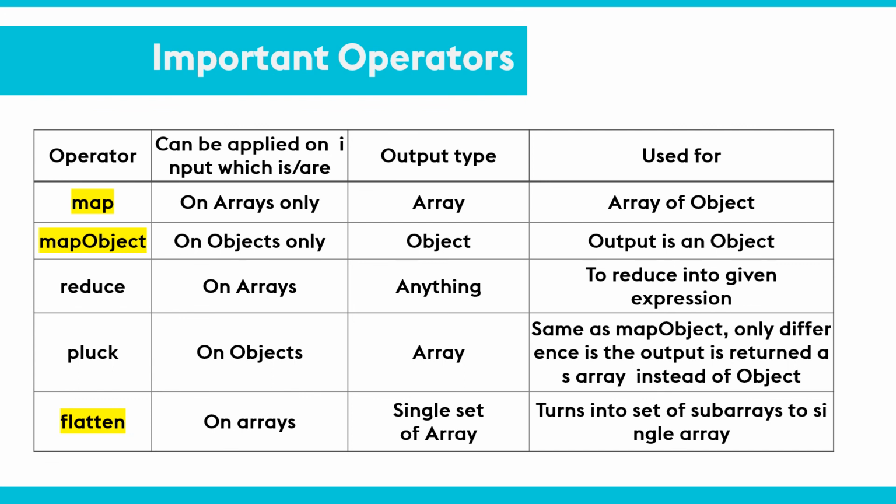Okay, and then flatten, we have seen flatten used inside your scatter gather. What does it do? It is applied on arrays. We used to get multiple different arrays and we wanted to merge them together. So from multiple arrays it makes a single array. So flatten is used to turn multiple sub arrays into a single array. Here from an exam perspective, map, map object and flatten are important to remember.